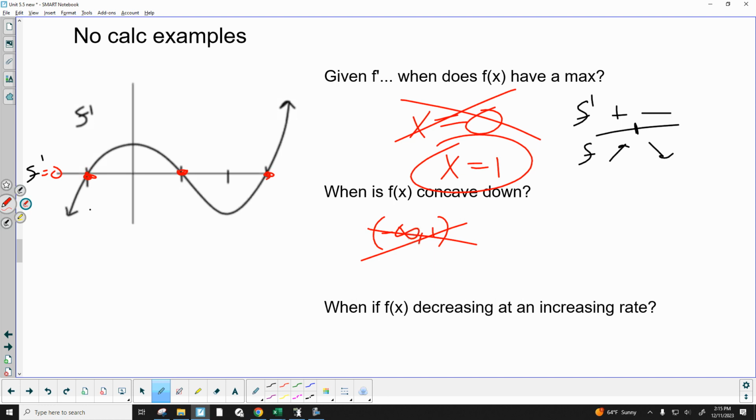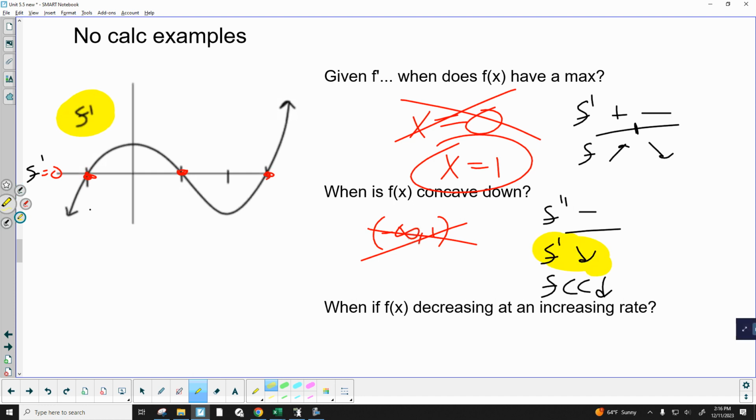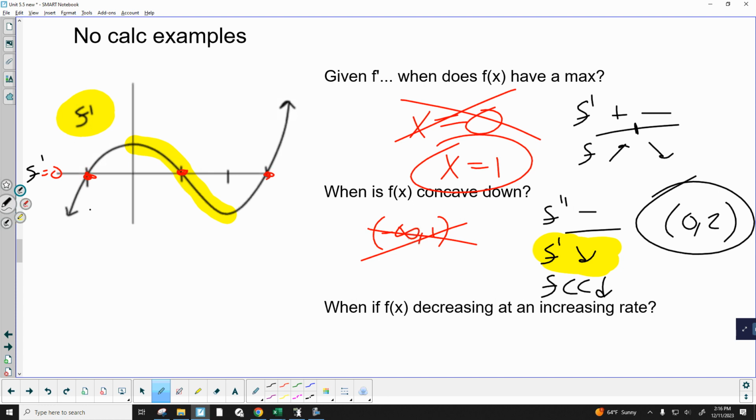When is F concave down? Okay, I'm going to start with my chart. F is concave down when F prime is going down, or when F double prime is negative. What do I have? I have the graph of F prime. So I'm looking at when F prime is going down. If we just have our charts and are able to use them, we can get this right. F prime is going down from 0 to 2. Yeah, you did.